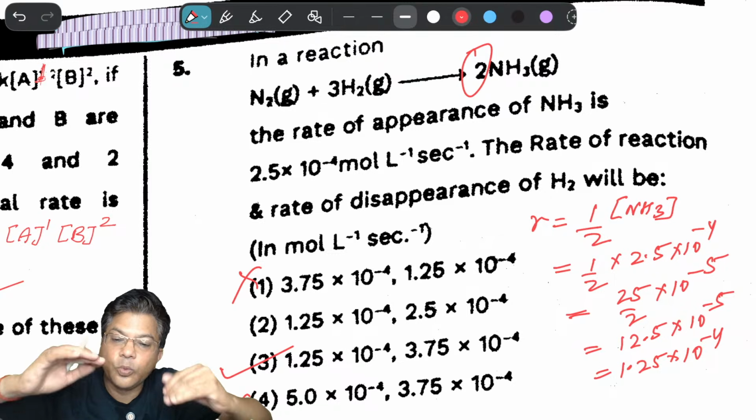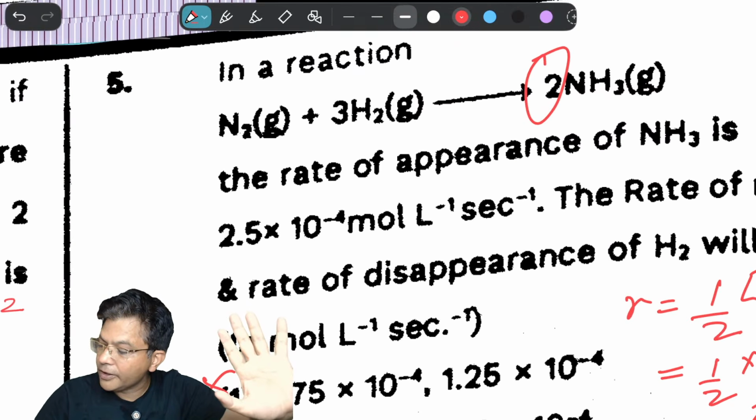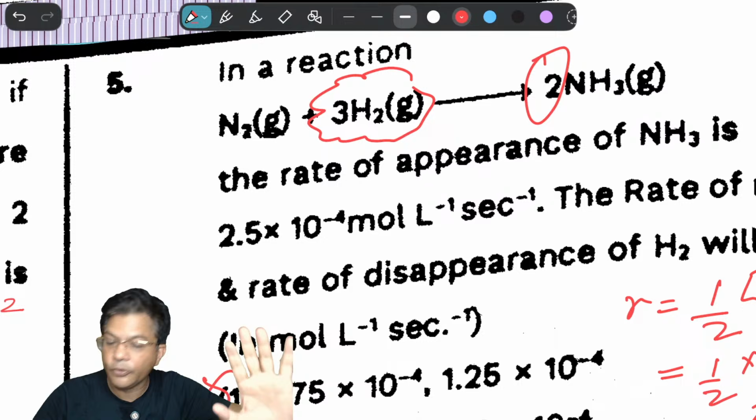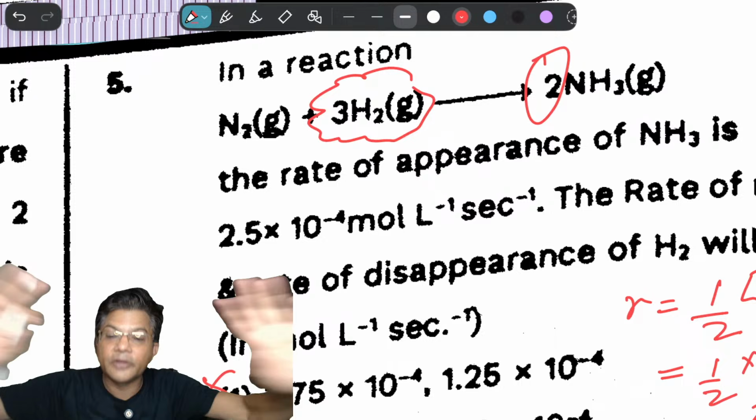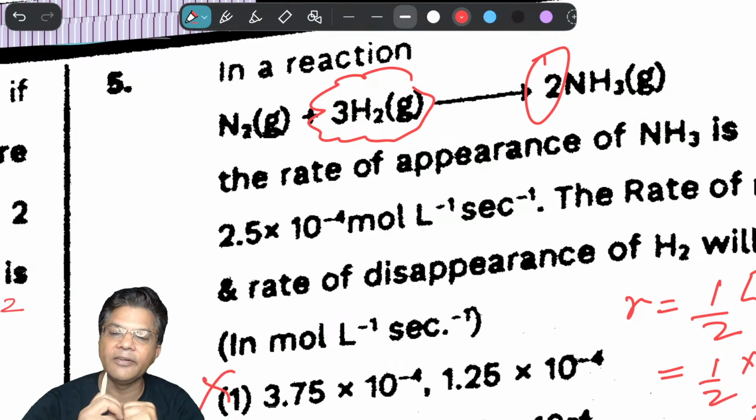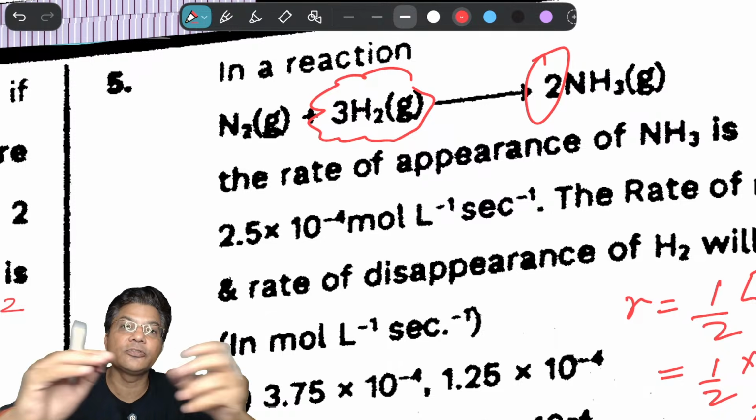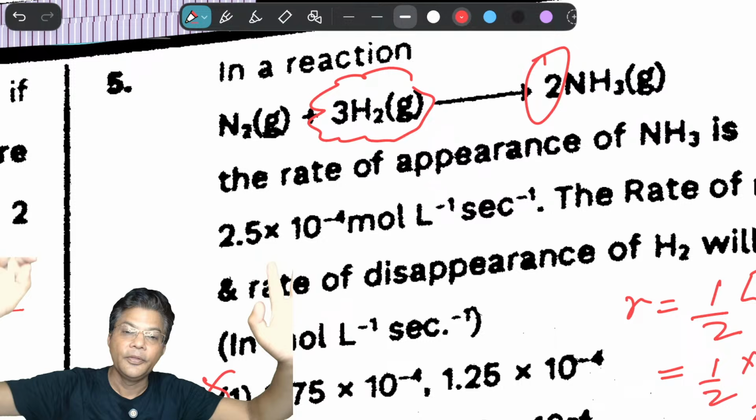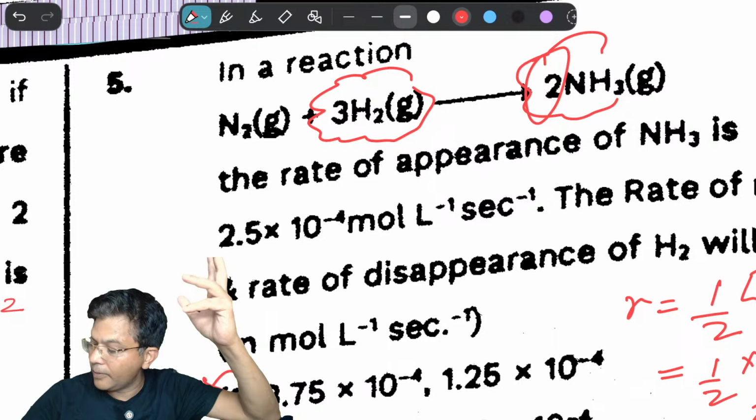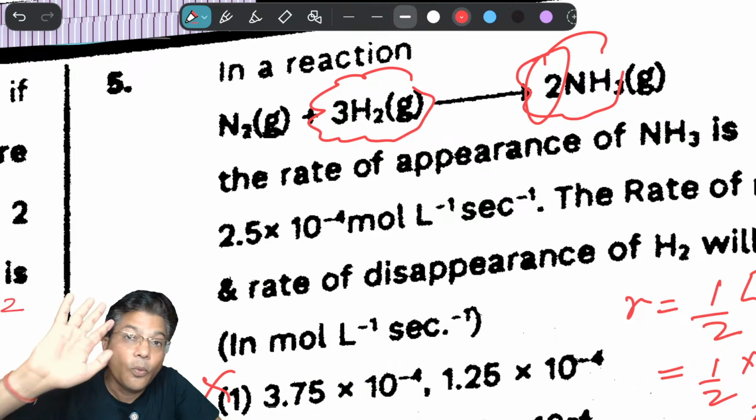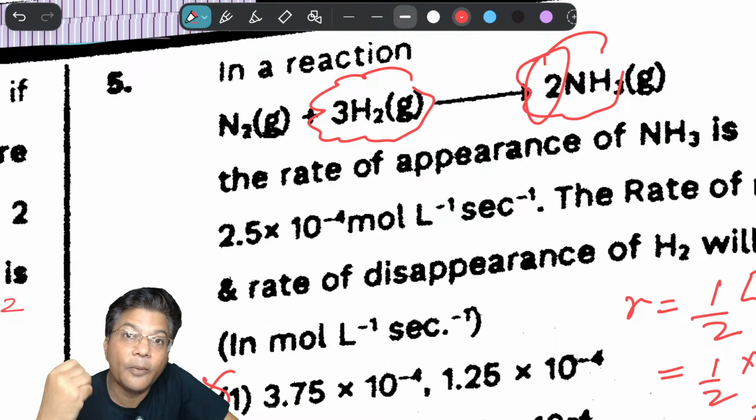Just understand, there is one army of hydrogen. When 3 moles of hydrogen are getting dead, you can take it to be the Avengers movie or any movie, then 2 moles of ammonia are getting formed. Just try to understand. When 3 moles of hydrogen are getting dead, then 2 moles of ammonia are getting formed.